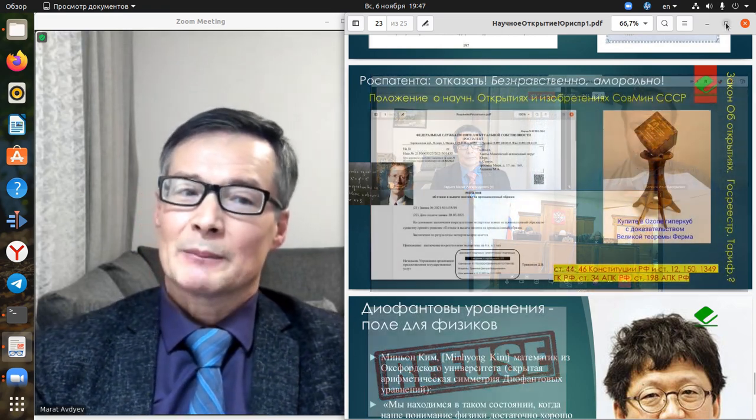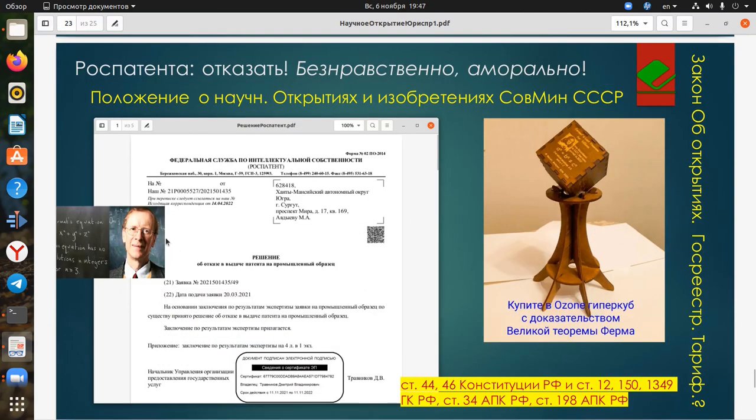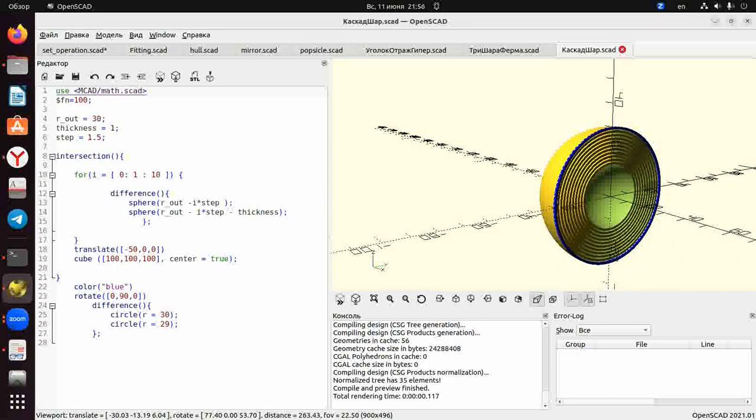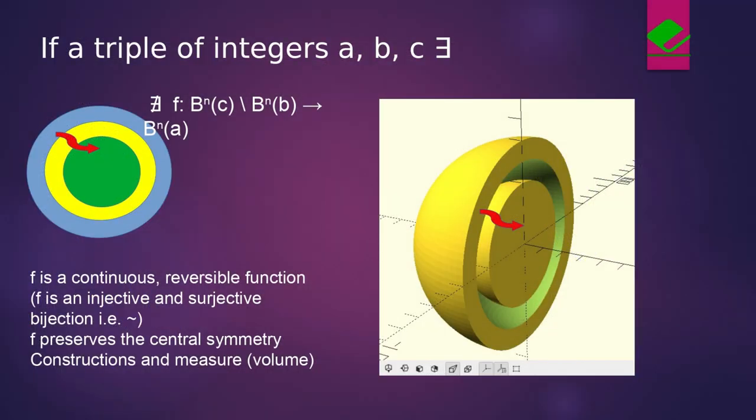Rospatent's claim about plagiarism of the proof does not stand up to any criticism because the proof you see is original, new, and it really breaks the stereotypes formed in science about the absence of a short proof of Fermat's last theorem. Let us imagine that we have concentric spheres nested within each other, spheres with the natural radii a, b, c that we are looking for.